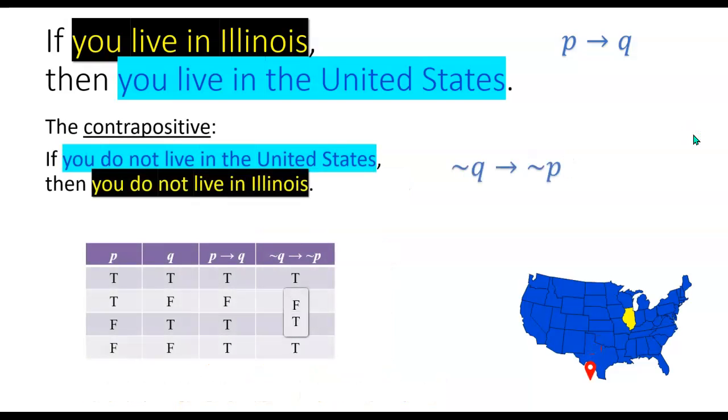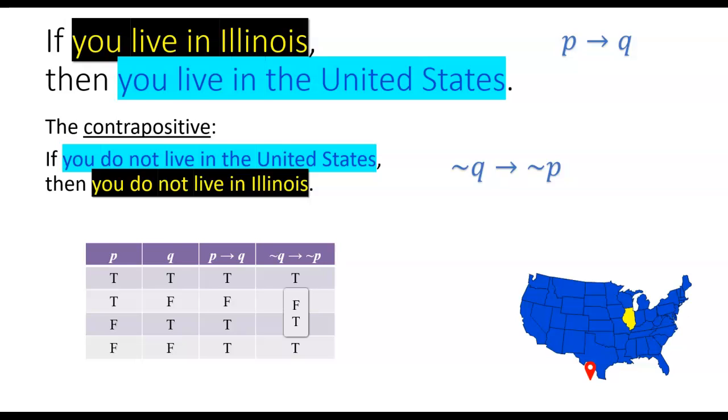One more thing we could do to a conditional statement would be to switch around, that is, interchange the antecedent and the consequent, and at the same time negate both of them. That is, go from P implies Q to not Q implies not P. And that would be called the contrapositive.